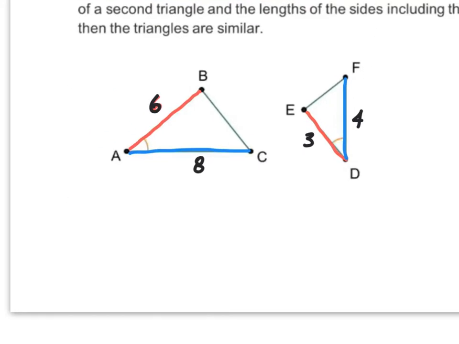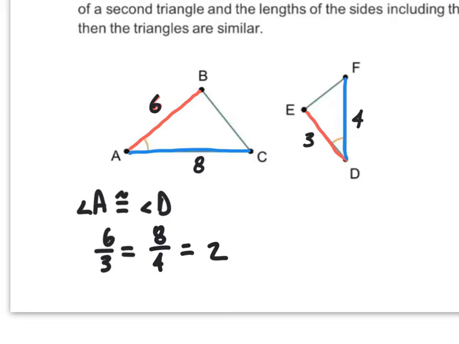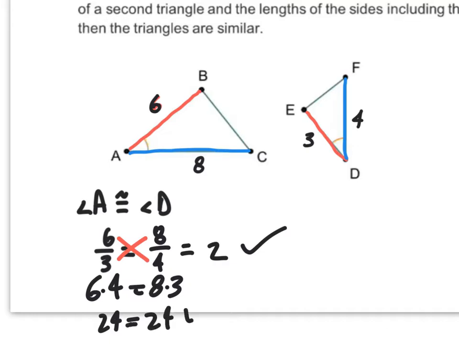So here's what I know. I know that angle A is congruent to angle D. I also know that my length of AB, which is 6, corresponds with 3. Is that ratio equal to this length here, 8, and its corresponding side? So if I take 8 and divide it by 4, are those the same? And of course, we get 2 as a result. You could also cross multiply and say, 6 times 4, is that equal to 8 times 3? And you get 24 equals 24, and the answer is yes.